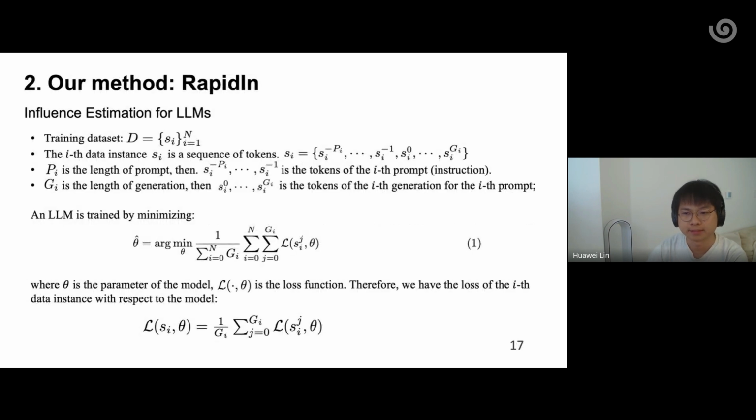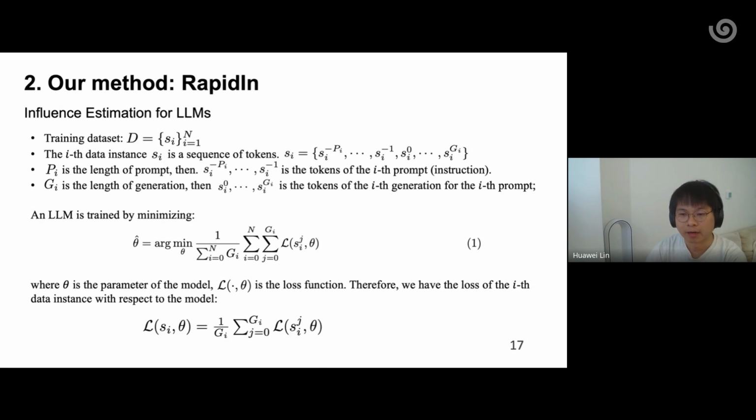So to address these challenges, we are going to talk about our method RapidIn. For a given data set that includes many sequences, x_i is the ith data sample. It's a sequence consisting of many tokens, and p_i is the length of the prompt and g_i is the length of the generation. So x_i is a sequence from x_i minus p_i to x_i g_i.